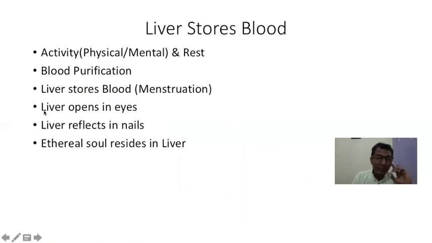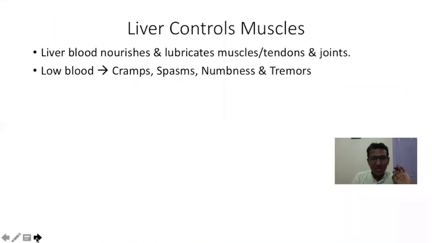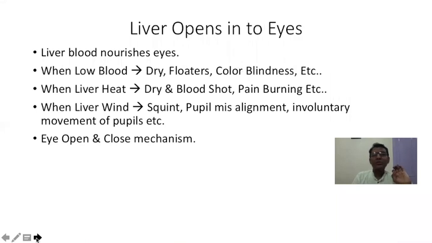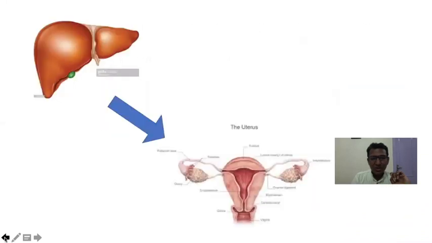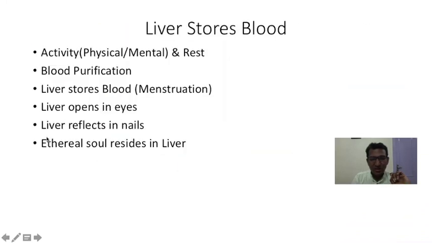Okay, and the liver opens in the eyes. I'll come to this a little later. So there are 3 minutes left. The ethereal soul, these parts I have discussed. The liver opens in the eye, the liver reflects in the nails. By seeing the nail I can make a fair judgment about the liver, and the ethereal soul resides in the liver.